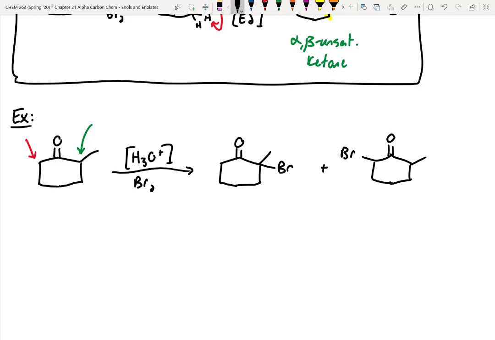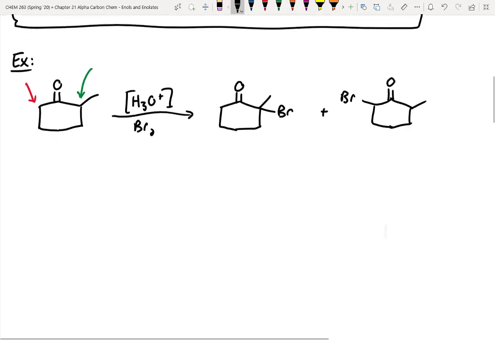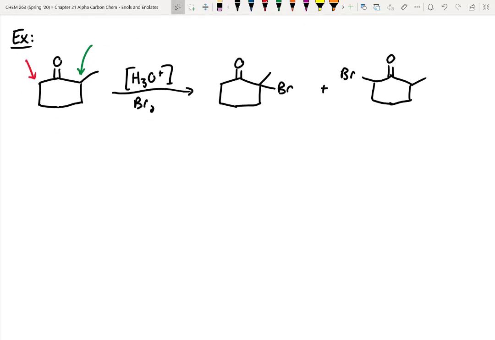So these would be our two different theoretical products. Now the question is, which one's going to be major, which one's going to be minor, or will they be made in a 50-50 ratio? Well, let's think about what happens after the first step.